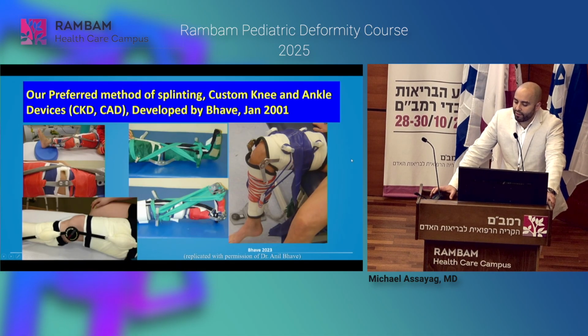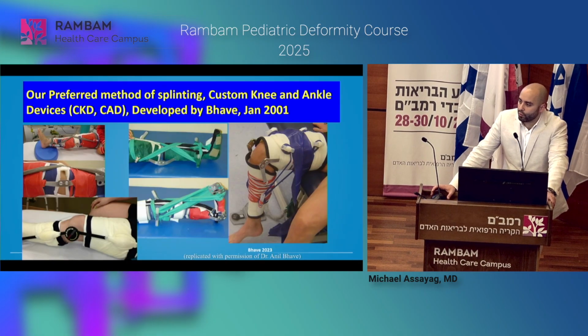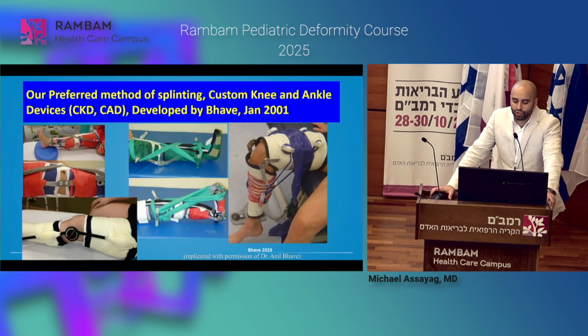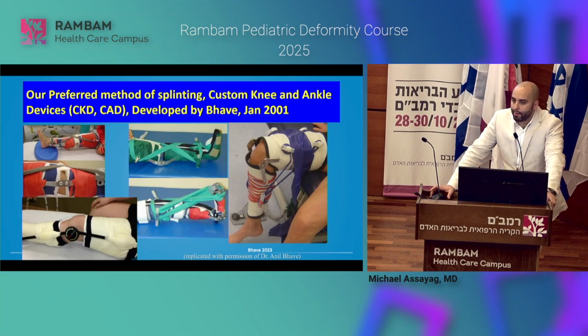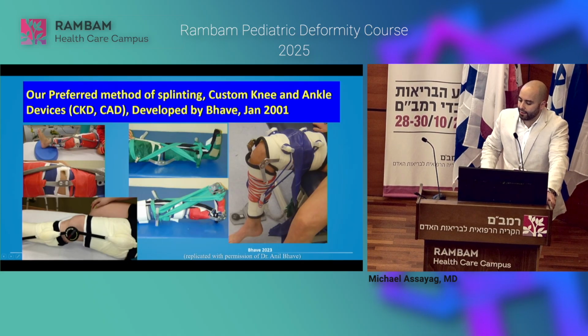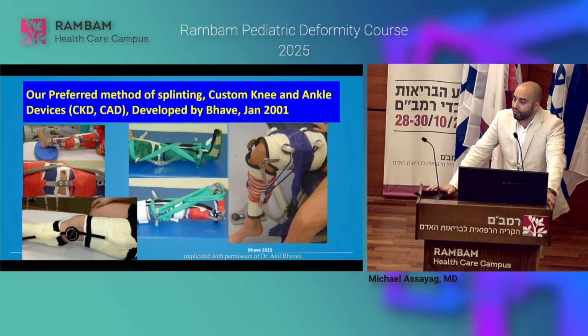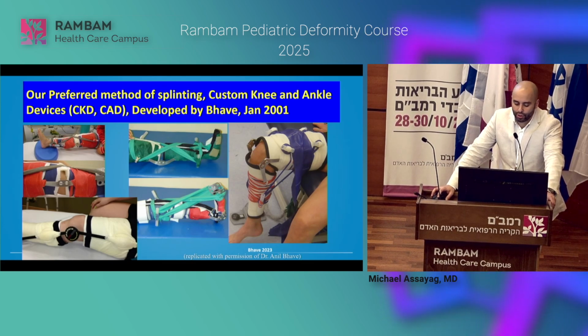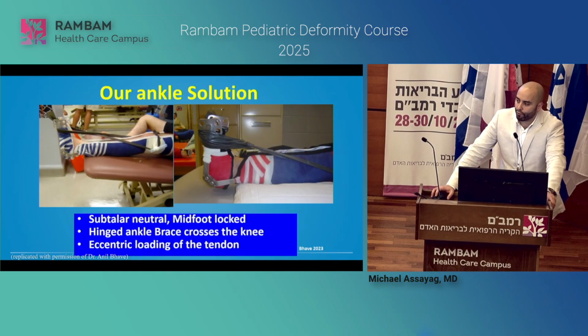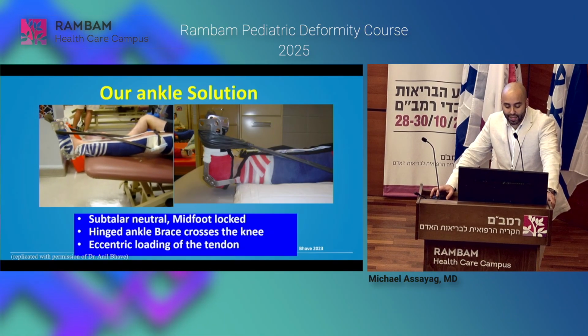We use a lot of different types of dynamic bracing. We craft in our institution custom ankle and custom knee devices, which are basically fiberglass type braces with hinges that have elastic bands attached to them, and the elastic bands are of different amounts of tension and can be applied for up to 8 hours per day. They can be done for flexion, they can be done for extension.